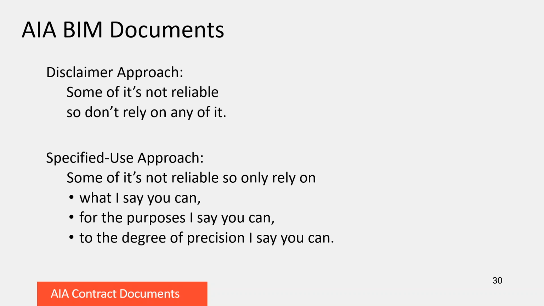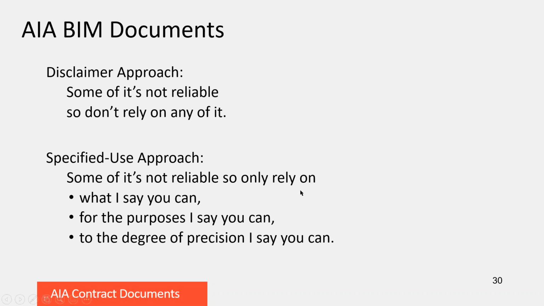What the AIA developed when we took this on in 2008 was this specified use approach. We agreed, yes, some of the information in the model is not reliable. And this really is the key, as Pat said earlier, that there's information in there that you don't intend. So only rely on what I say you can for the purposes I say you can and to the degree of precision I say you can. So this approach then completely takes off the table any of that unintended information, because obviously I'm not going to say you can rely on it if I don't know what's in there.